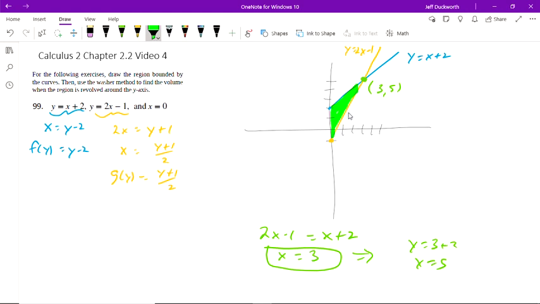All right, it's going to go to 2. Okay. So since we're using the washer method, there is no washer to be had from -1 to 3.